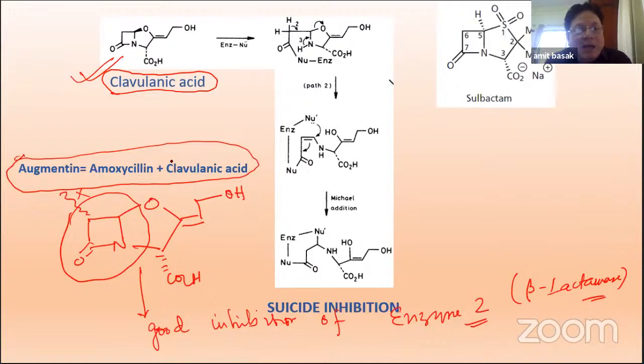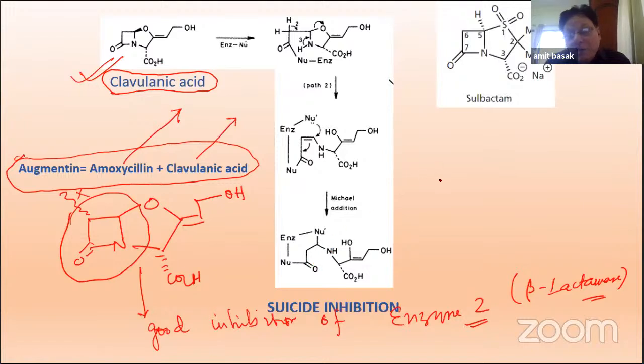Okay, so you understand a little bit of the chemistry, that this targets enzyme 1, which is the transpeptidase enzyme, and this targets the second enzyme, which was earlier destroying the amoxicillin. Okay, I think there are some mechanisms shown here.